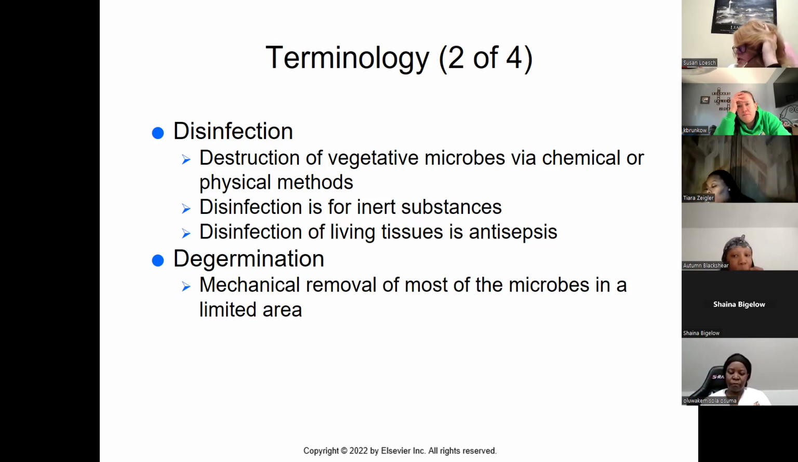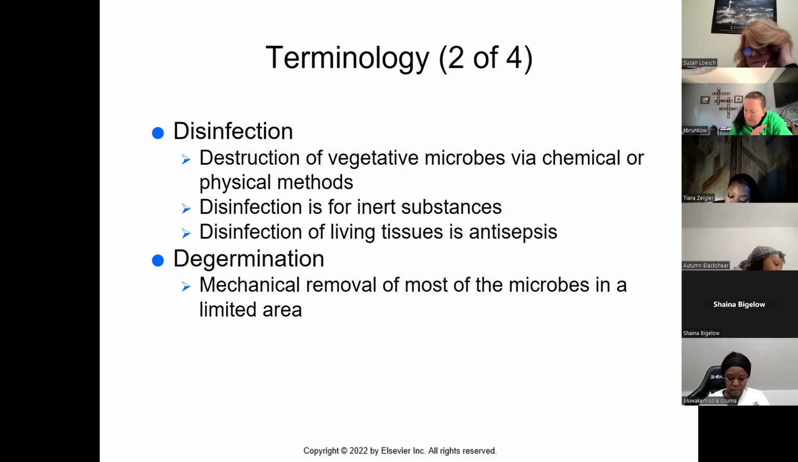Disinfection is the destruction of vegetative organisms. We use either chemical or physical methods. It does not destroy the endospores. We can do disinfection through chemicals, ultraviolet light, boiling water, or steam. It's usually used when an inert substance or surface is going to be treated chemically. And disinfecting any living tissue is called antisepsis, and the chemical that we use is called an antiseptic.